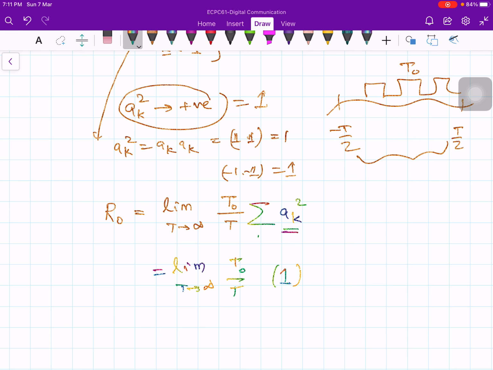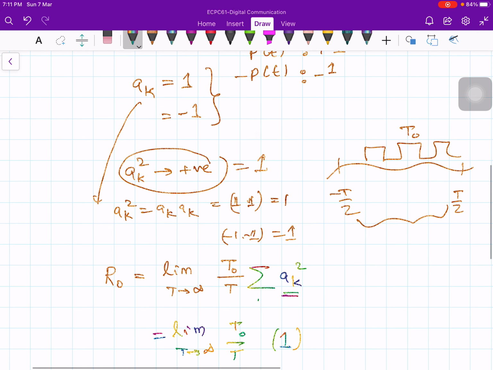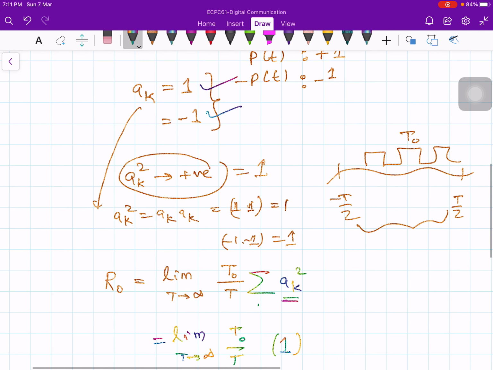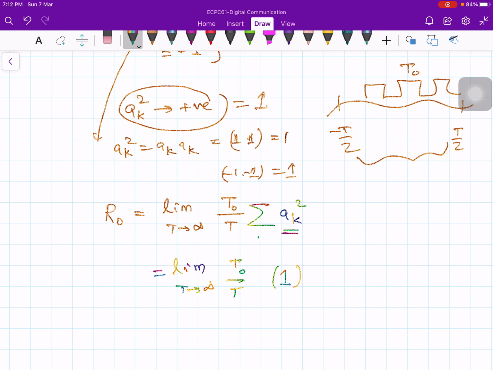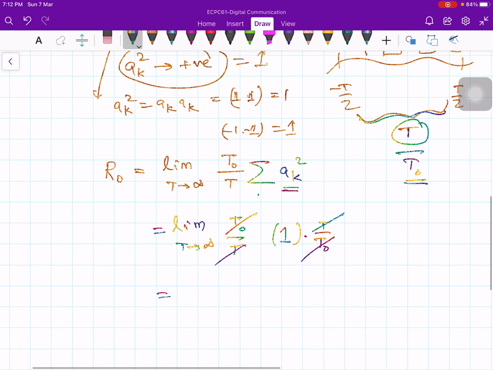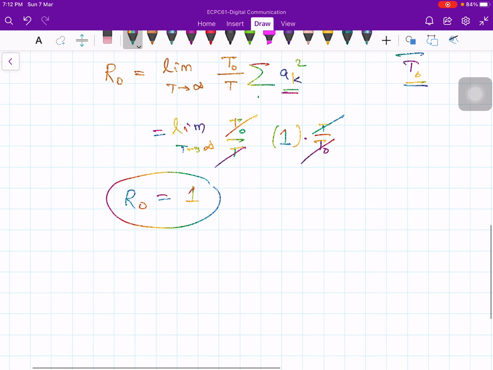How many times does it occur? Whether it occurs as plus 1 or minus 1, this A k squared is always plus 1. But what is the pulse duration? The total duration is T, and in this total duration how many pulses are there? T by T naught, where T naught is the pulse duration. Therefore this T naught will get cancelled, and this T and that T will get cancelled. So this is equal to 1. R naught is equal to 1.